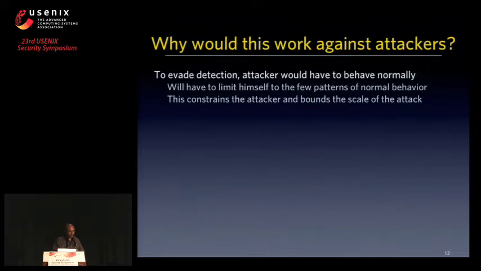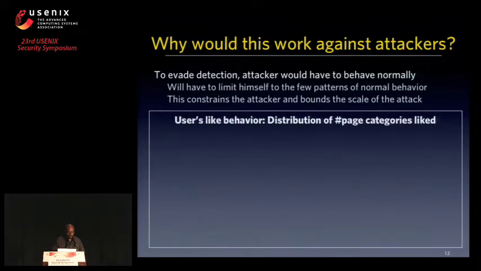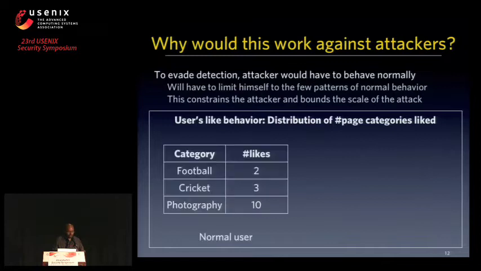Let me give you a simple example to illustrate this. Say you're defining users' like activity behavior on Facebook as the distribution of page categories the user likes. Each page on Facebook is associated with a category or a topic. Now, say you're a normal user, you might have limited interest in practice. You might like a few topics or a few categories like football, cricket, and photography.